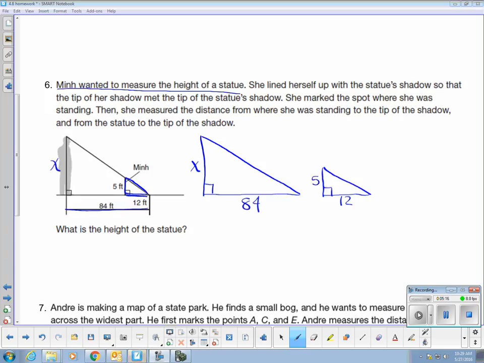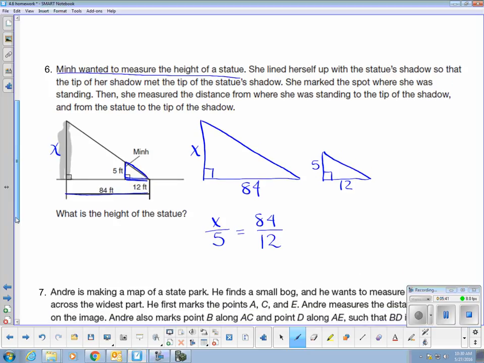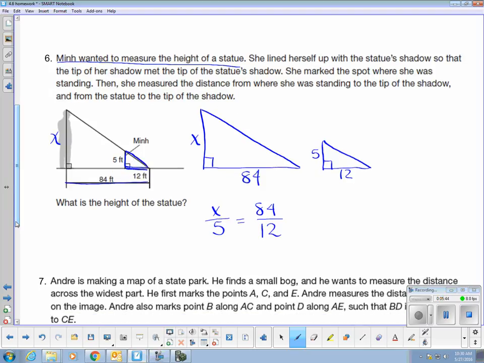And so now that I have those two triangles side by side, it's easy for me to see a proportion, and it's easy for me to see which sides correspond. So x in the large triangle corresponds with 5 in the smaller triangle, as 84 in the large triangle corresponds with 12 in the smaller triangle. So we're going to solve this proportion, and that will give me the measure of the height of the statue. And the way that I solve this proportion is by using cross products. So we'll move this over here so we have enough room. So we're going to multiply diagonally.